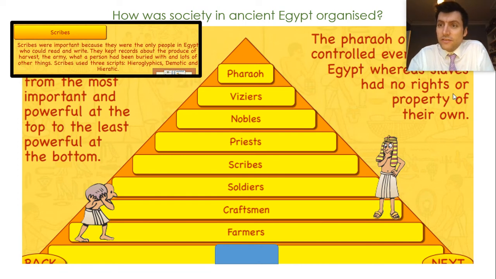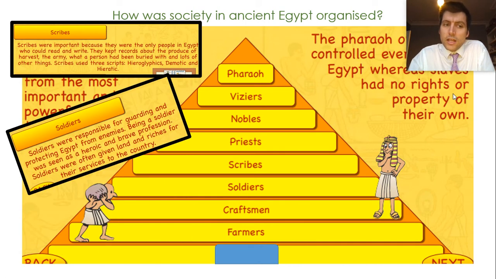And we'll look at hieroglyphics particularly over the next few weeks. With soldiers, they were responsible for looking after things, making sure Egypt had lots of enemies. It was really brave and heroic to do that. And because you were being brave, you might get given land or special riches.